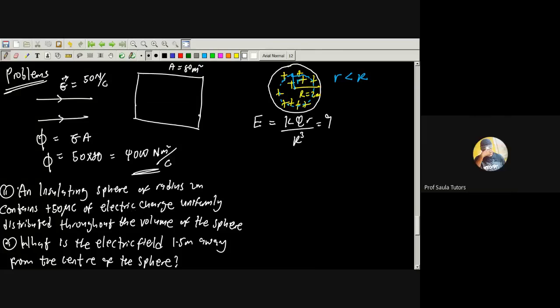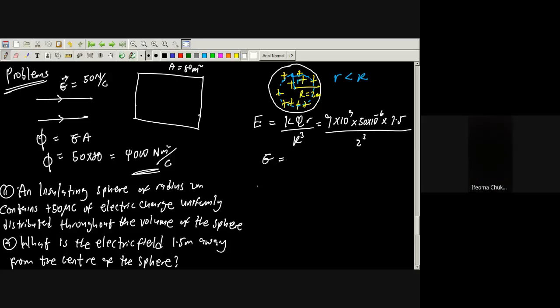So I have 9 times 10 to the power of 9, times Q, which is 50 times 10 to the power of minus 6, times the radius 1.5, all over 2 cubed. From here, you will get your answer. That's the electric field.